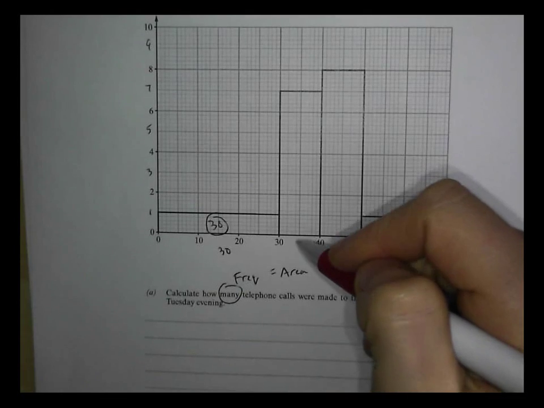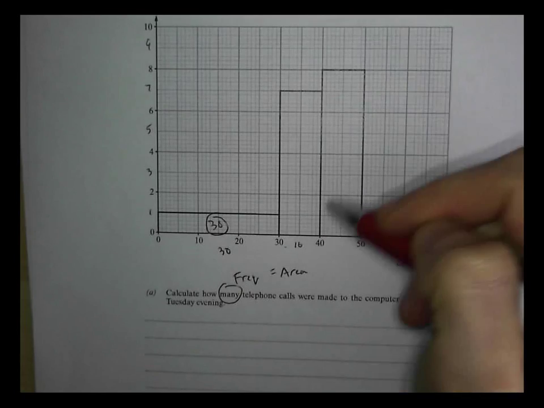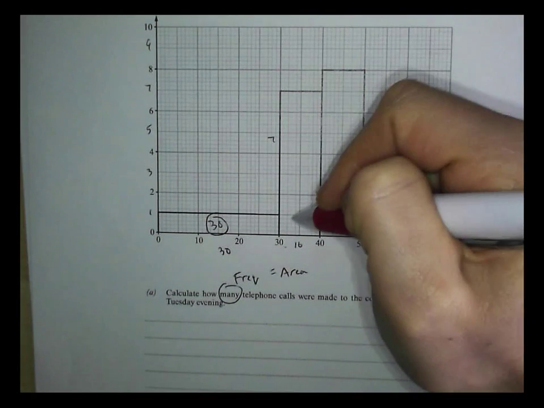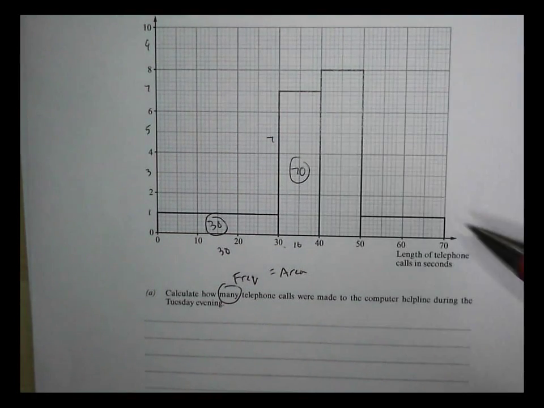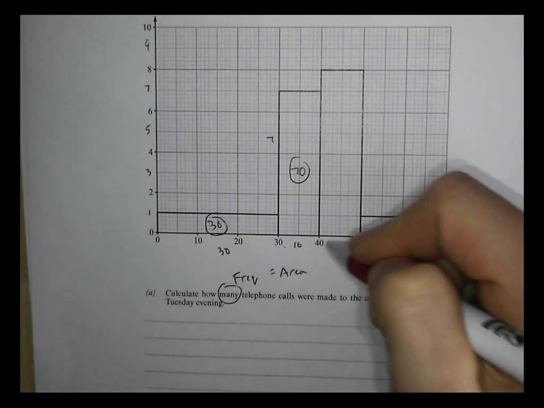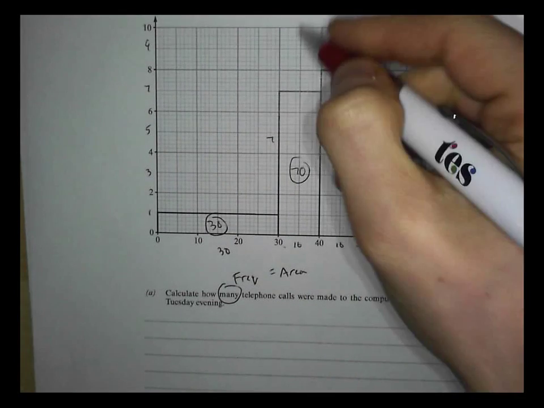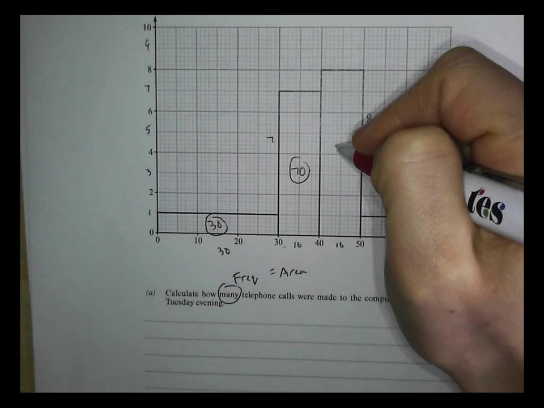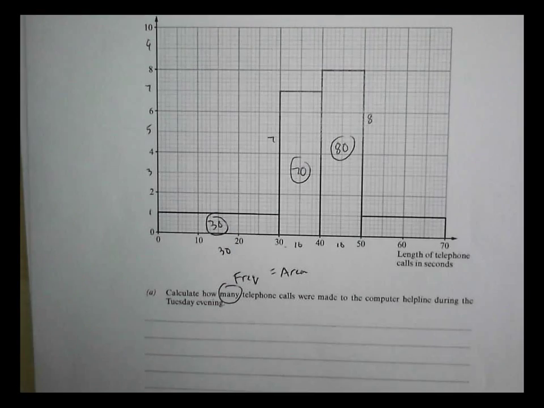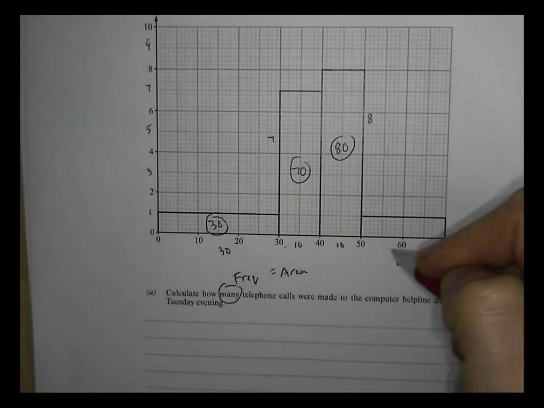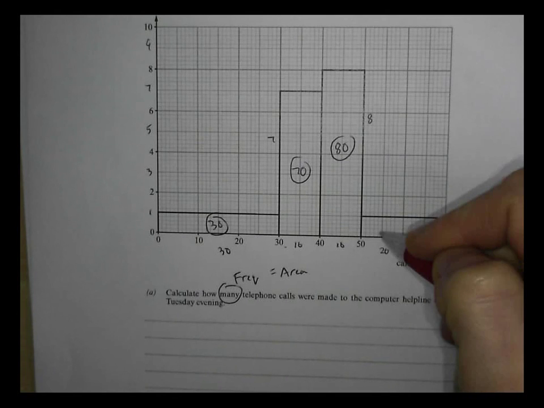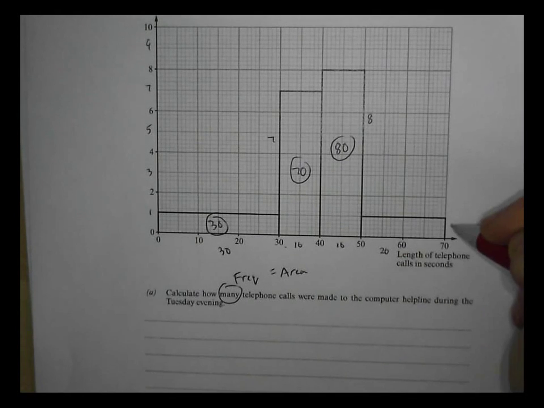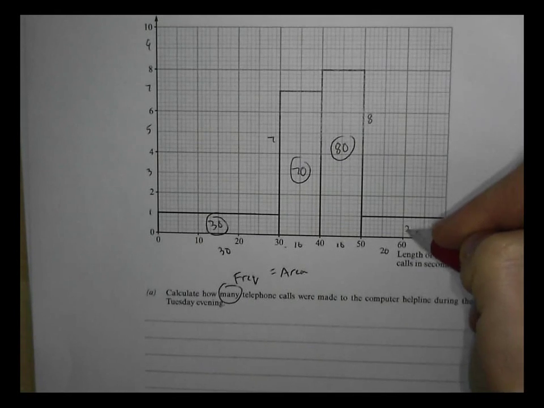What about this group? It goes from 30 to 40, that's 10, and it's got a height of 7. 10 sevens, last time I checked, was 70. 40 to 50 has a width of 10 and a height of 8. 10 times 8 is 80. And finally we have 50 to 70, which is a width of 20, and a height of 1, so that's 20.